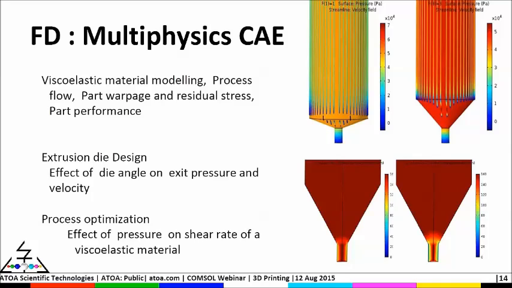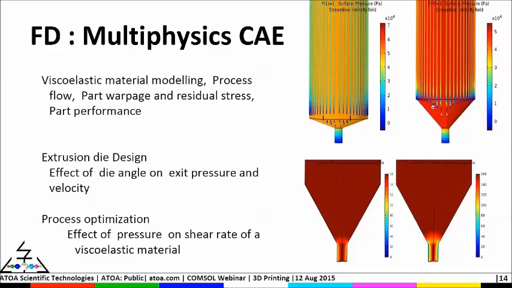This slide shows fused deposition modeling and multiphysics CAE. Multiphysics CAE can be used at various stages of fused deposition modeling, for example viscoelastic material modeling, process flow, part warpage, residual stress, and part performance. Here we show two examples for die design and material process modeling.